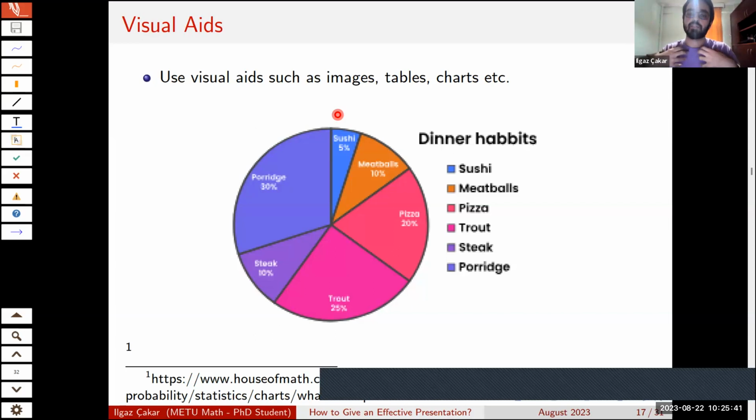Okay, don't expect your audience to examine the whole chart, examine the whole image, or whatever you are presenting. But make the explanations yourself. Tell us, why is this chart important for your topic? Okay, why does it help us?